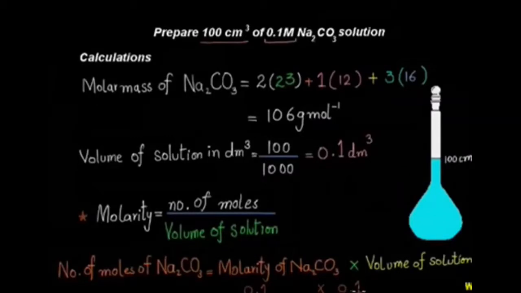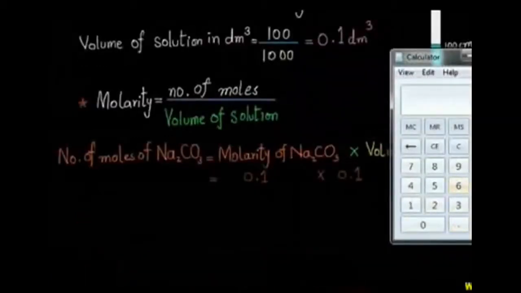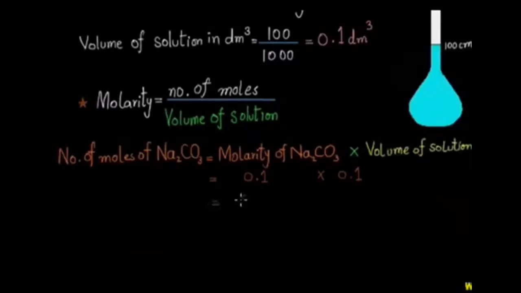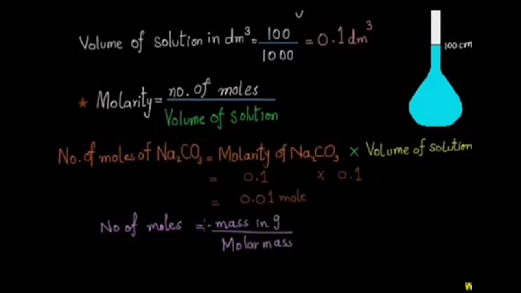Then I will multiply 0.1 into 0.1. The answer I will get here is 0.01 mole. Hence in this way we find the number of moles of sodium carbonate which is required for this solution. Next, a general formula to find the number of moles of a substance, which you have learned in the first chapter of chemistry, is number of moles is equal to mass in gram divided by molar mass.